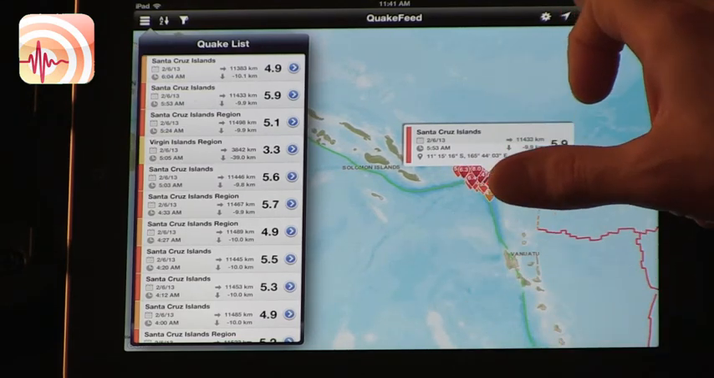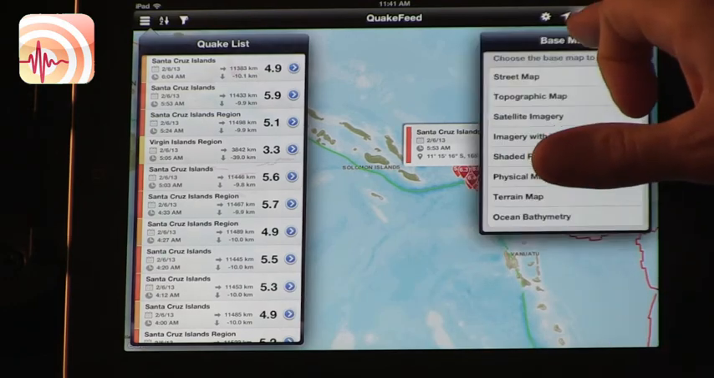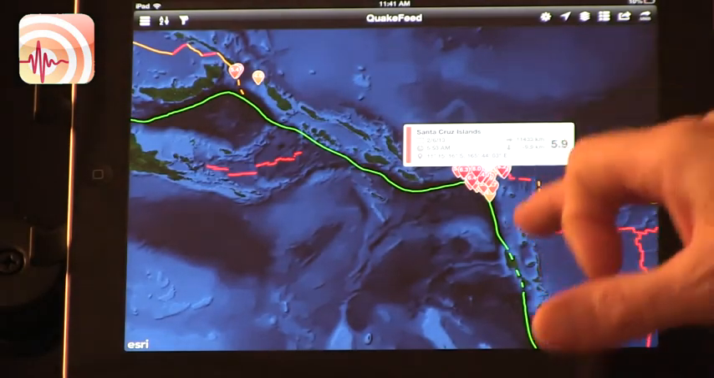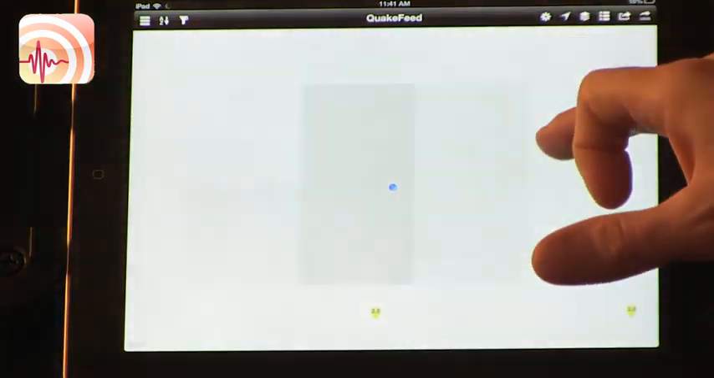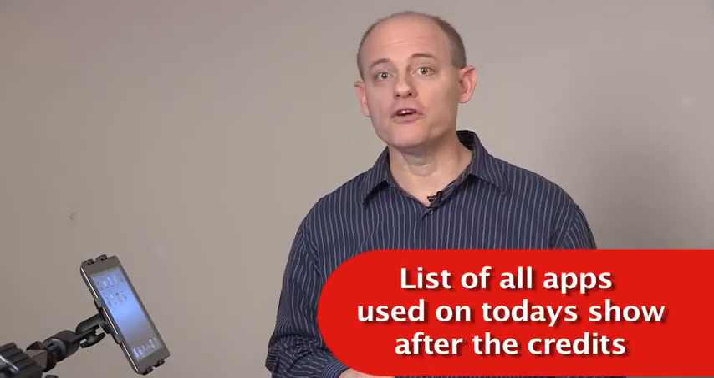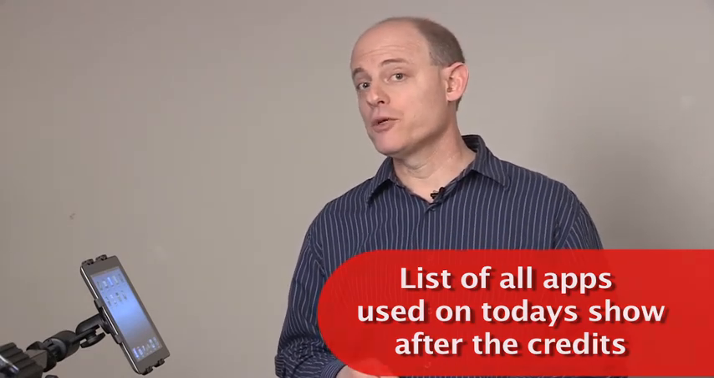So there's, again, another app that has layers of information that you can add, including different kinds of maps, satellite imagery that allows you to see the depth of the ocean, and of course the ability to relocate and make sure that you zoom in on the place you're at. So that's another way to look at earthquakes and geological activity. So today we looked at 5 apps that will help you teach geology, will help you teach about rocks, and we hope to see you next time on iPads in the Classroom.